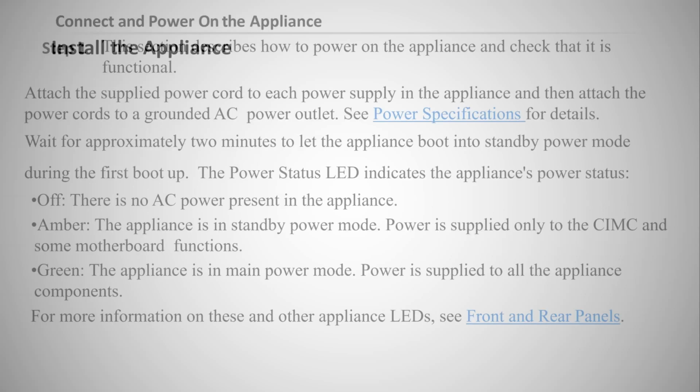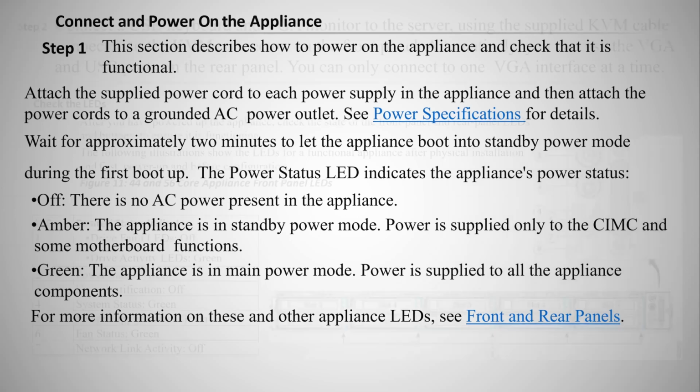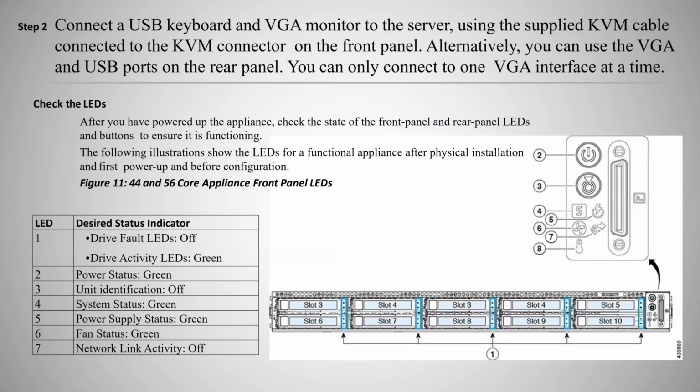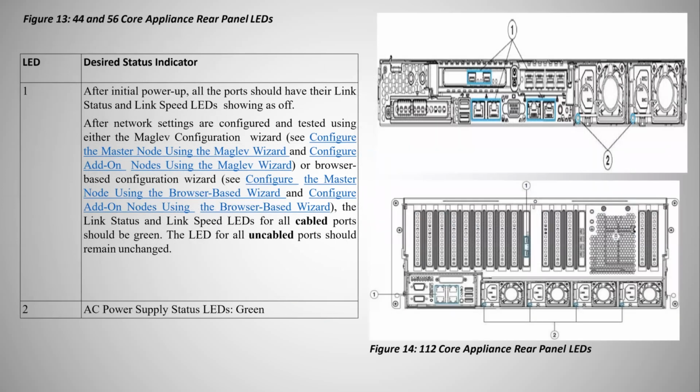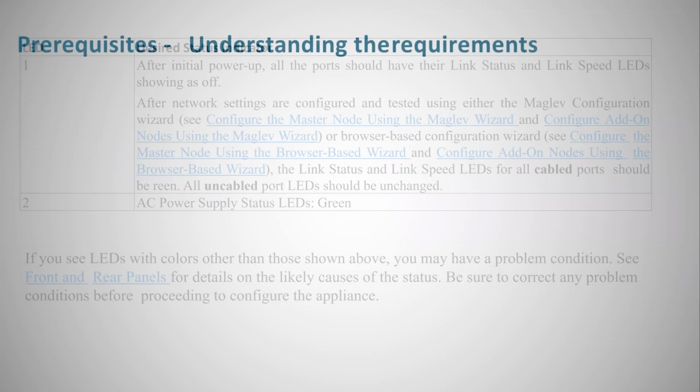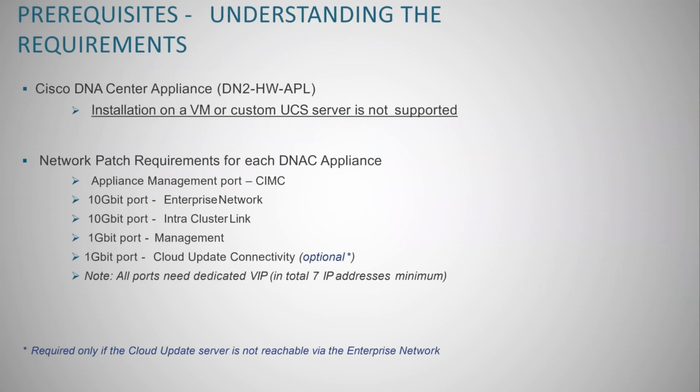Now we have a few slides related to install. So once you unbox, go and power on the DNA. All the status lights you can see, and I have added all the different DNA appliances like 44 core, 56 core, and 112 core. Once you power on, then what are the things we need to consider? We have discussed this as well.